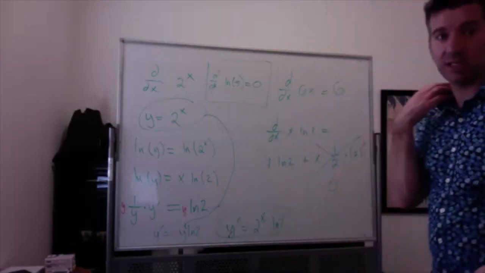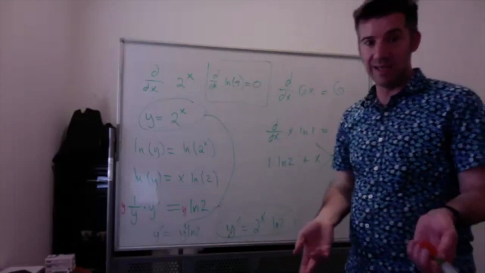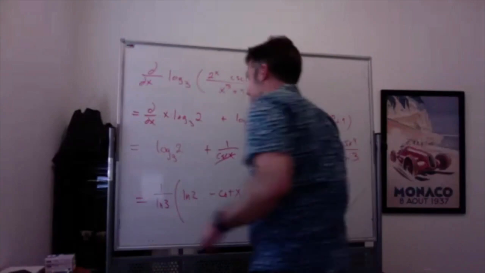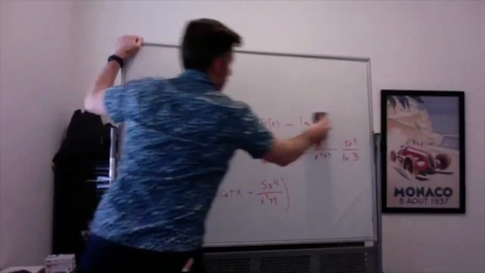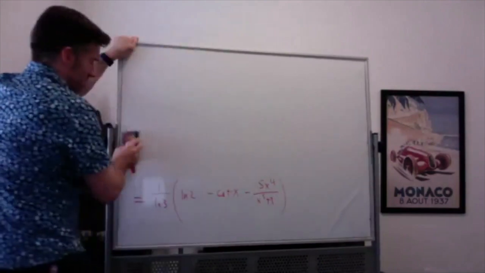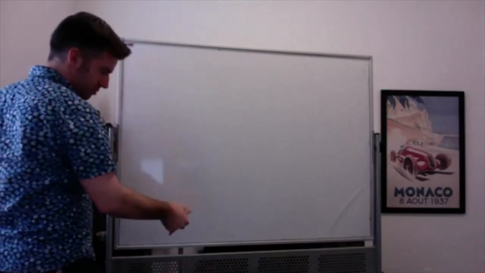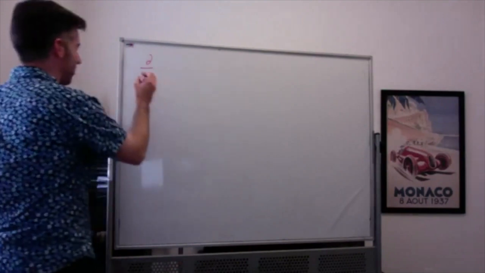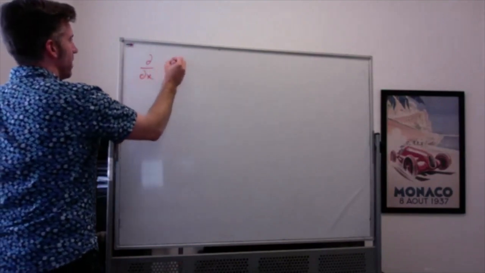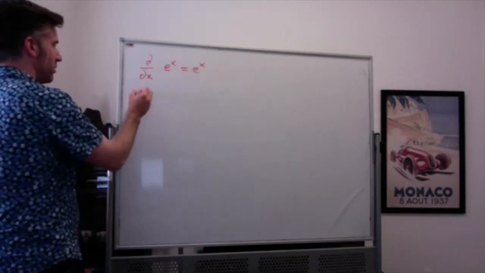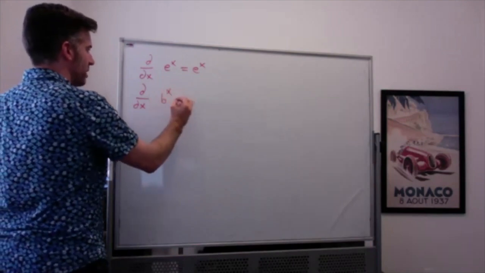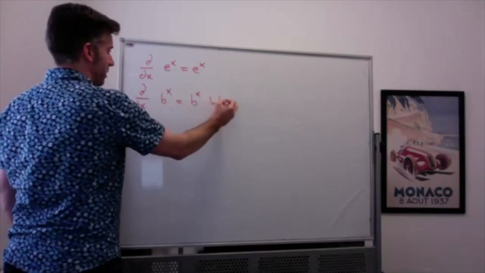When your base is some constant that is not e, this is the general rule that applies. In fact, let me write all of these exponential and logarithmic rules here. The derivative of e to the x is e to the x. The derivative of a different base to the x, like b to the x, is b to the x times the natural log of b.